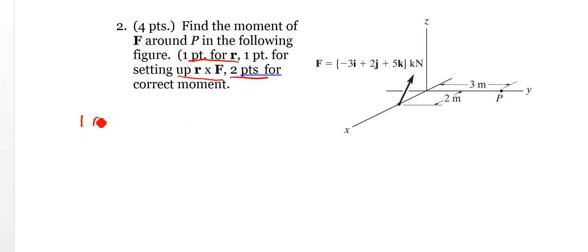So step 1, find the position vector R. Step 2, set up R cross F and carry that through to find our value. So R is going to be the change in position from point P to where F is acting. So we're going to move in the x direction from point P to the location of F, which is plus 2, so it's going to be 2i. In the y direction, we're moving to the left 3, so that's negative 3j. And both of these are on the xy plane, so we have 0k. So that gets us 1 point there.